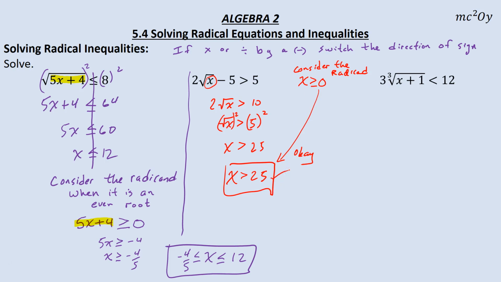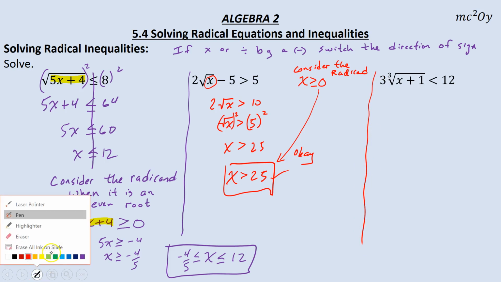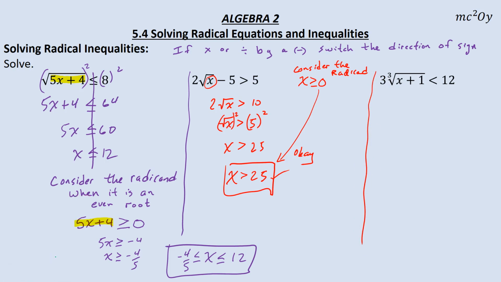All right. Let's do the last one here. And I'll switch colors again. Okay. Well, we'll start by dividing by 3. So we get the cube root of x plus 1. We divide both sides by 3. That gets rid of the 3 there and makes this 4. Raise each side to the third power. This is 64 on the right and x plus 1 on the left. Subtract 1, x is less than 63.